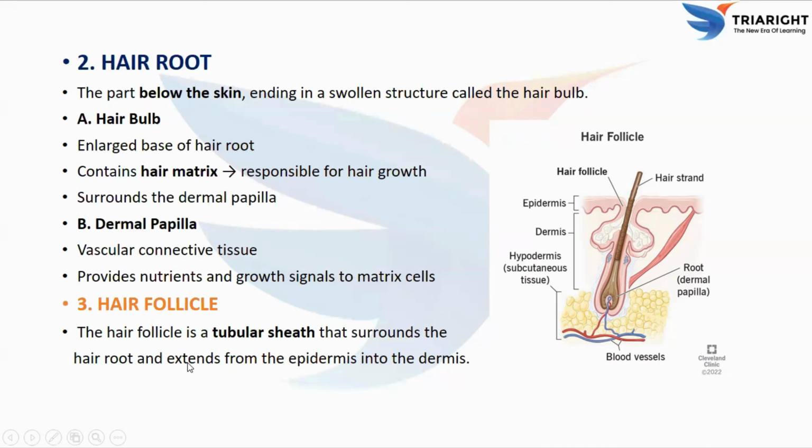So what is hair bulb? It is an expanded base of the root. It lies deep in the dermis, sometimes reaching the hypodermis. What is the structure and features of the hair bulb? It is a living part of the hair. It is surrounded by a layer of actively dividing cells called the hair matrix. This covers and surrounds the dermal papilla.